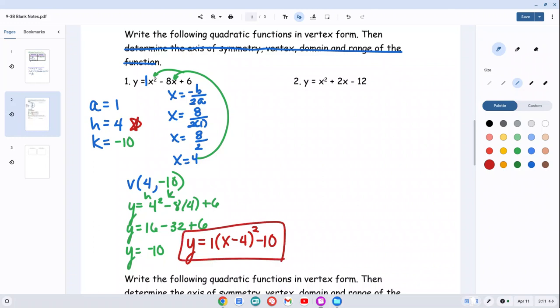You find the vertex. Let's try it one more time here. For the second example, same thing. I want a, h, and k. My a value I see is 1.